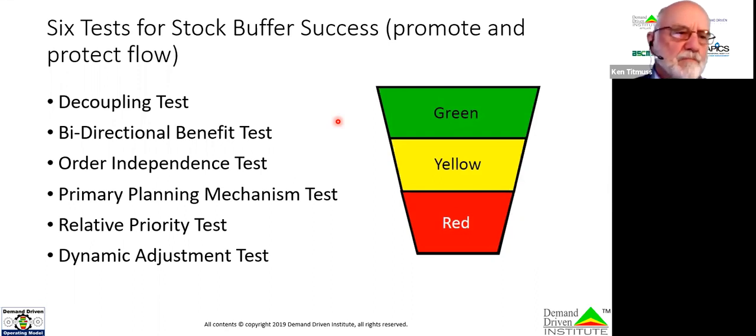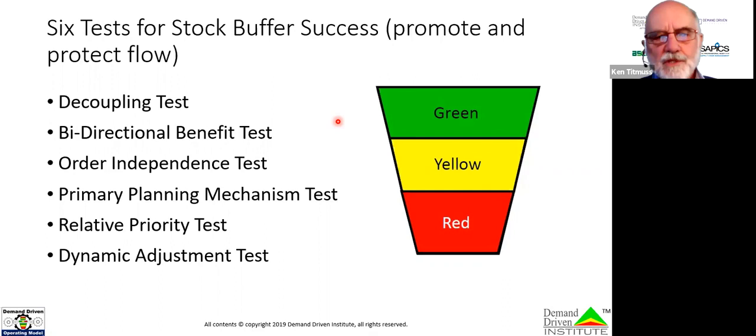The second one is a bidirectional benefit test. The buffer should provide a benefit on both sides of the buffer. On the demand side of the buffer, it provides availability. There should always be availability in the buffer. On the supply side, it provides the supplier with similar sized regular orders rather than being bullwhipped.